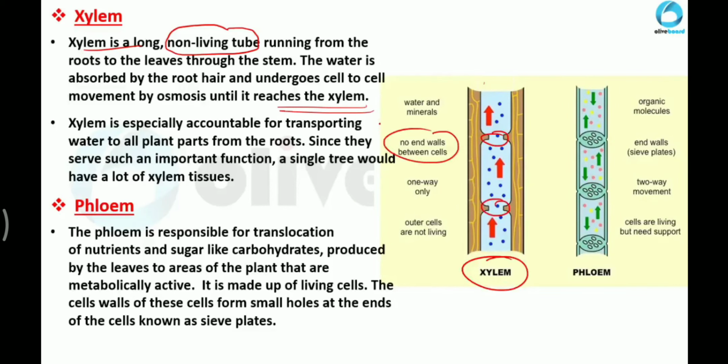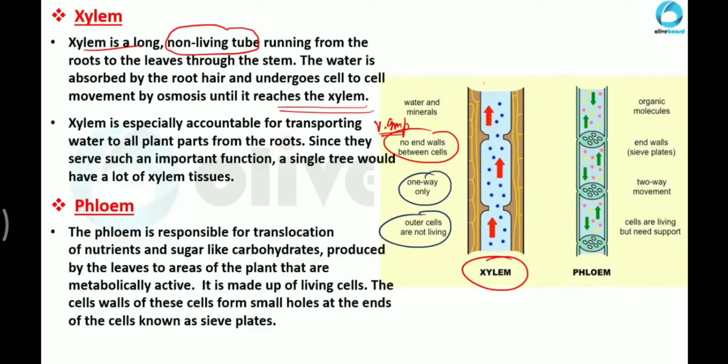Very important, you have to remember one thing: in xylem there are no end walls between the cells. This is one cell of xylem, this is another, and this is another cell. There is no wall present in between the cells here. And the outer cells are not living.